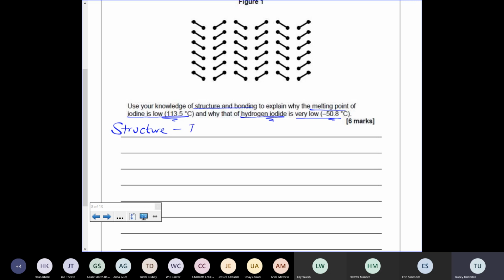Structure of iodine is simple molecular. HI as well, it's also simple molecular. And it's okay to bullet point a little bit, as long as you do write reasonable sentences as well, for these sort of 6 mark questions. All right. Bonding then, because it asks about bonding. Both of those will be held by intermolecular forces, okay? Because they're simple molecular, that's the forces we're going to talk about when we're talking about melting these things.